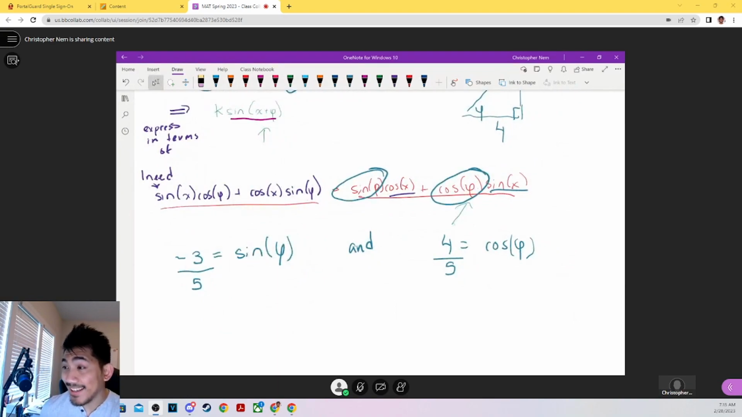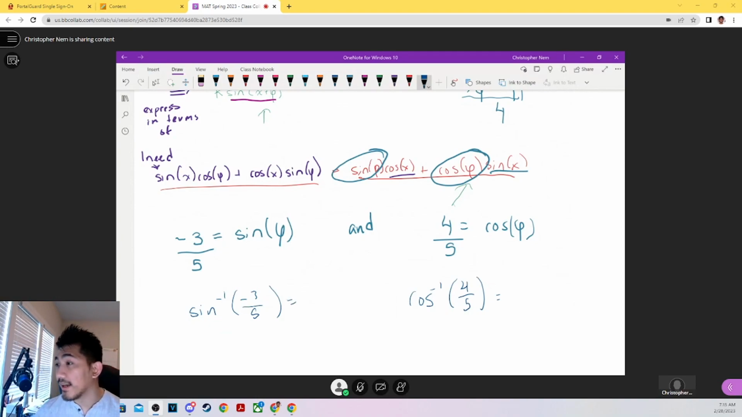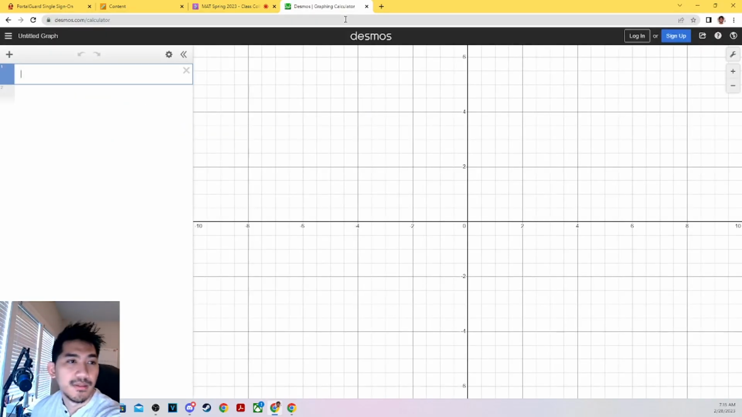Now I need to apply the inverse function to solve for them. So I'm going to apply sine inverse of negative 3 over 5, and then I'm going to do cosine inverse of 4 over 5. What angle measurements do I get? Well, let's just check that. Let's use a dandy software. Let's go to Desmos.